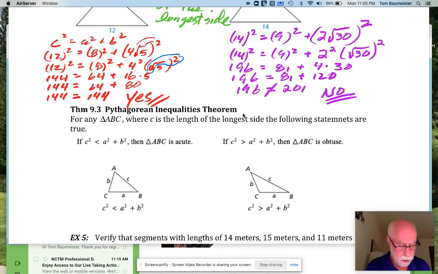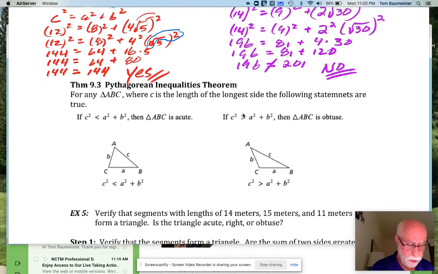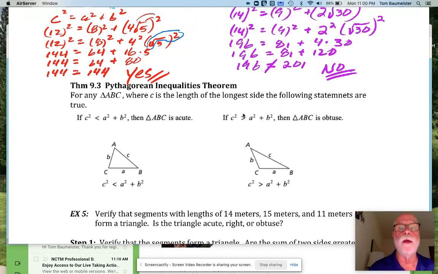And our next and final thing is theorem 9.3, which is the Pythagorean inequalities theorem. For any triangle ABC where C is the length of the longest side, the following statements are true. If C squared is less than A squared plus B squared, then triangle ABC is acute. And if C squared is greater than A squared plus B squared, then ABC is obtuse. Remember, when it's equal, we said it was going to be a right triangle.